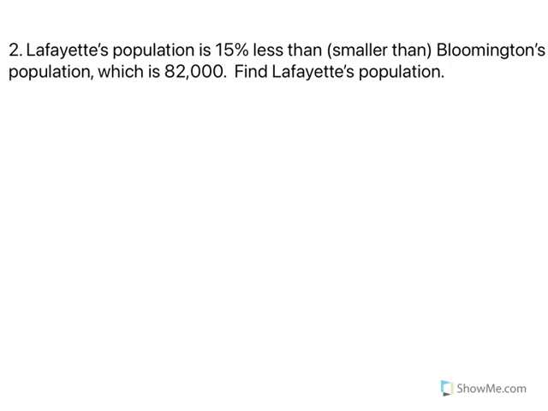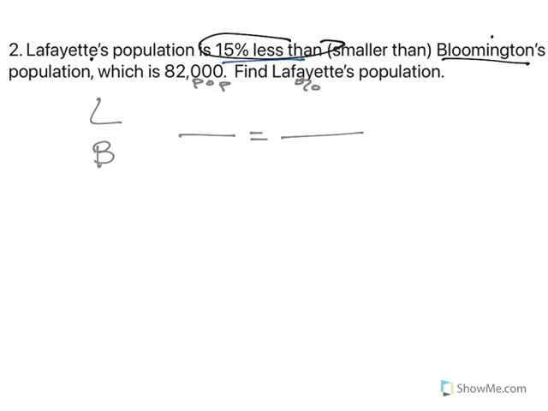So in number 2, Lafayette's population is 15% less than Bloomington, which has 82,000 people. Find Lafayette's population. So we are comparing Lafayette to Bloomington. Again, we are comparing population to percent. So go back and say, okay, what do we know in our problem? Well, Lafayette's population is 15% less than Bloomington. That means Bloomington is our reference, and we are 15% less.